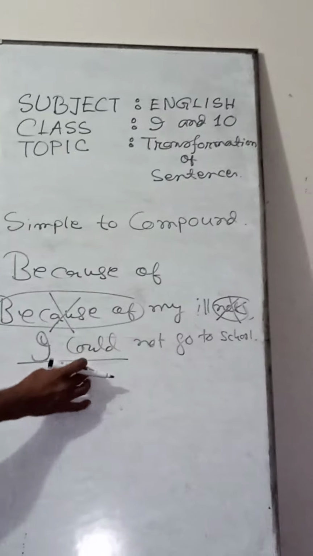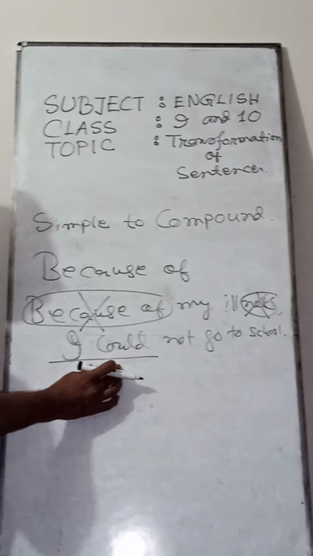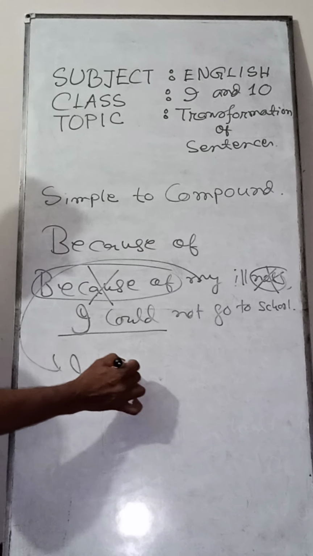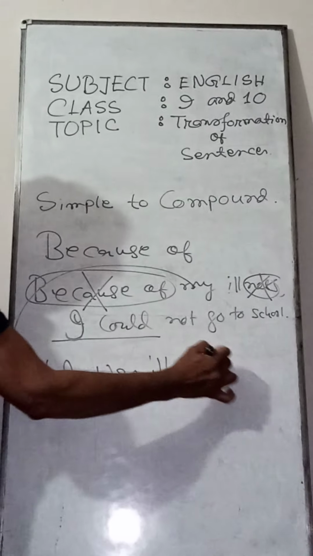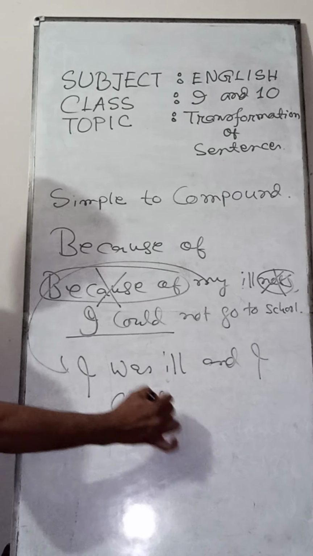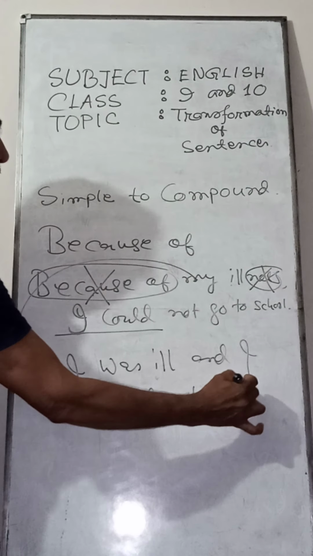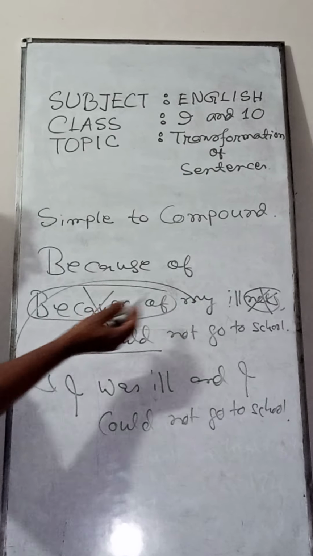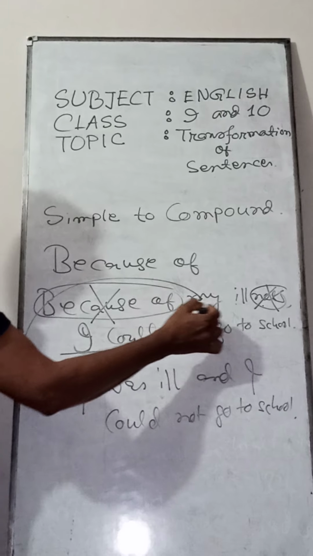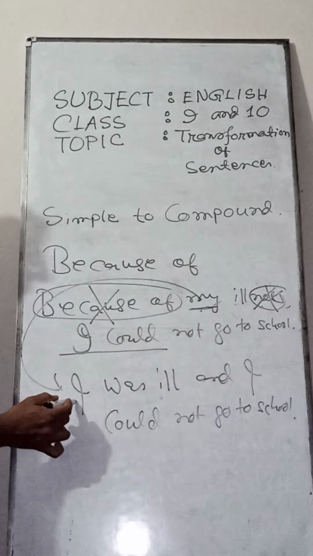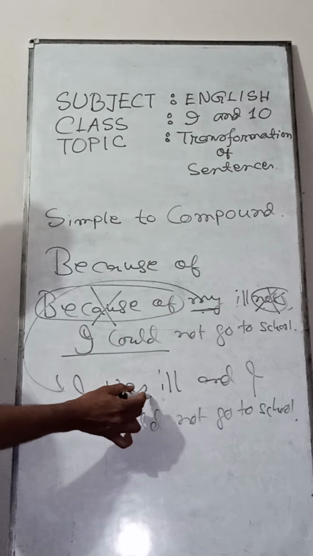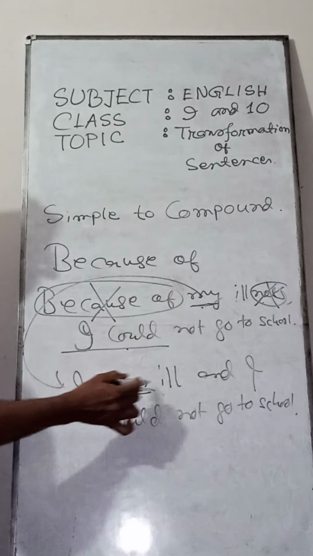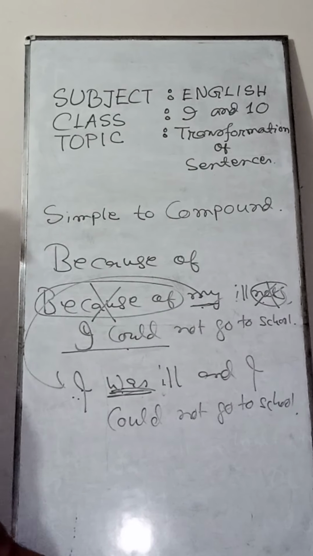You have to withdraw "because of," and in illness you have to withdraw "ness." Because this is a past tense, "my" you have to change to "I." I was ill, and I could not go to school. Very simple: you have to withdraw "because of," and "ness," and change "my" to "I." And I was ill, because you have to write "was" here, because this is past tense. I was ill and I could not go to school.